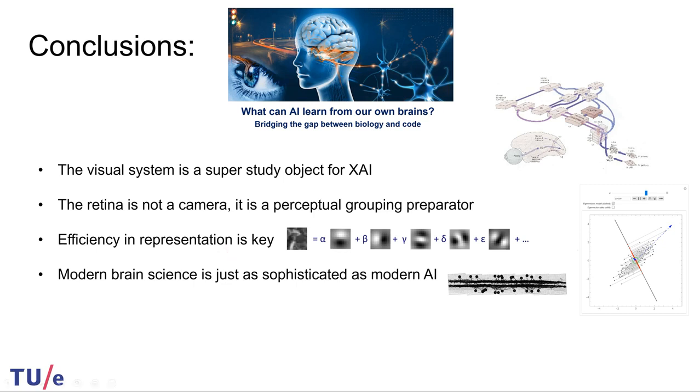So you want to build up your signal, and your signal can be anything. You want to decompose it into a small set of very basic basis functions, and that's called representation. There are several ways to do that. It's called dimension reduction. PCA is a very famous one, but there are many more. And my last remark is that modern brain science is just as sophisticated as modern AI.